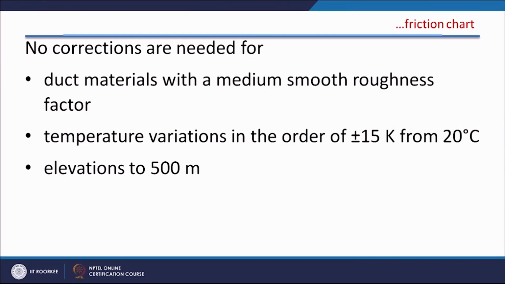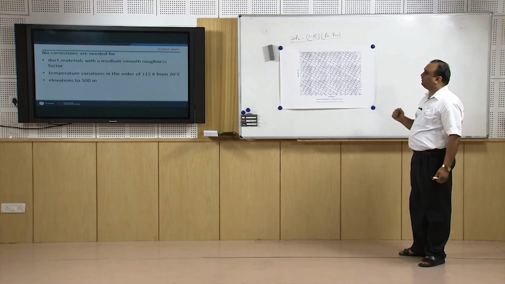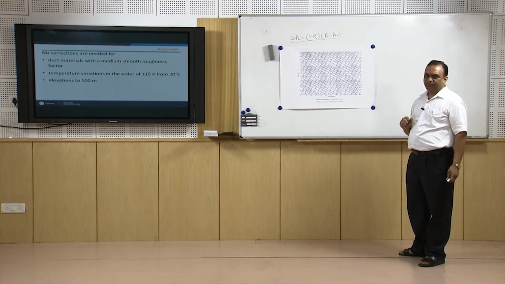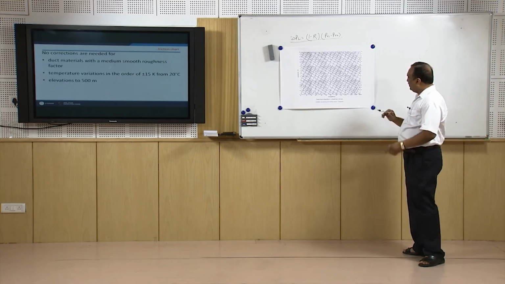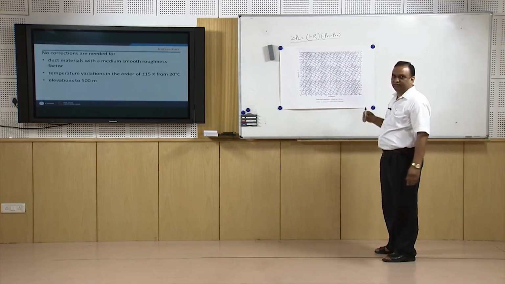when the duct material with a medium or smooth roughness factor is used, and temperature variation is plus minus 15 Kelvin from 20 degrees centigrade, or elevation up to 500 meters. So, corrections are not required even if we use this chart to an elevation of 500 meters. Now, here in this duct chart, these are real values. I explained you earlier with a sketch.